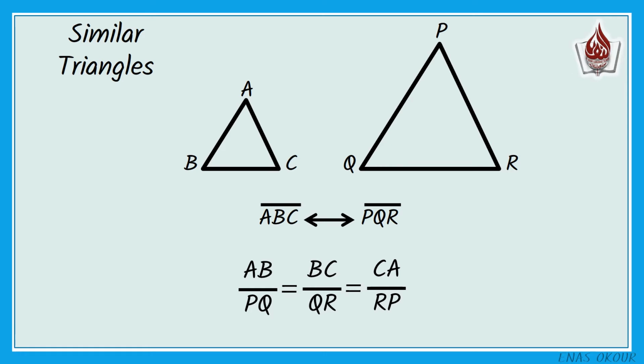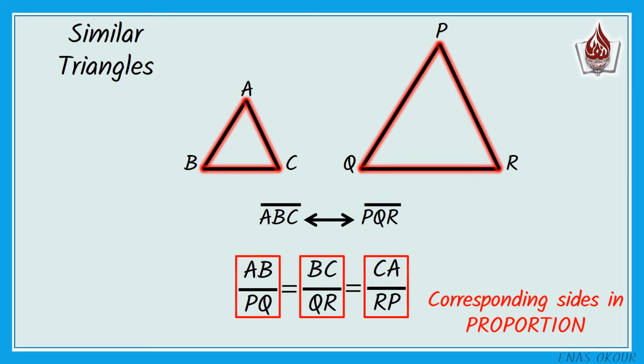Here, the factor with which AB is increased to get PQ is the same as the factor with which BC is increased to get QR, or as the factor with which CA is increased to get RP. So remember, when the triangles are similar, the corresponding sides will always be in proportion.